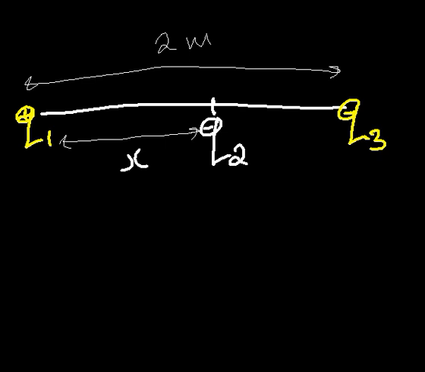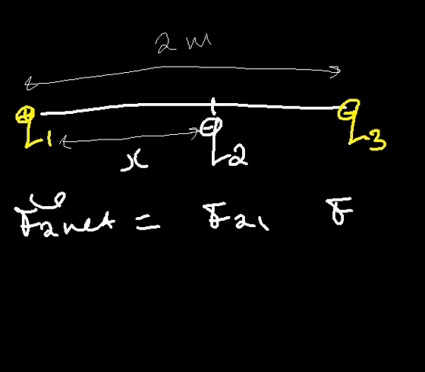So the principle remains the same, in the sense that F2 net is given as F21 and also F23. And let's see what the directions of the vectors are, and that corresponds to the signs of the charges. Now what will you say? Well, charge 1 and charge 2 are unlike charges, and the force charge 2 will experience will be towards this direction, so it will be negative.